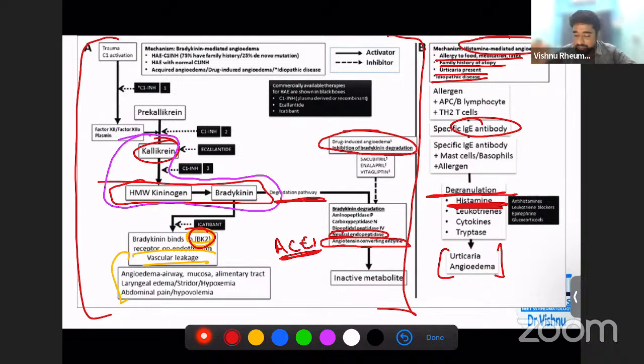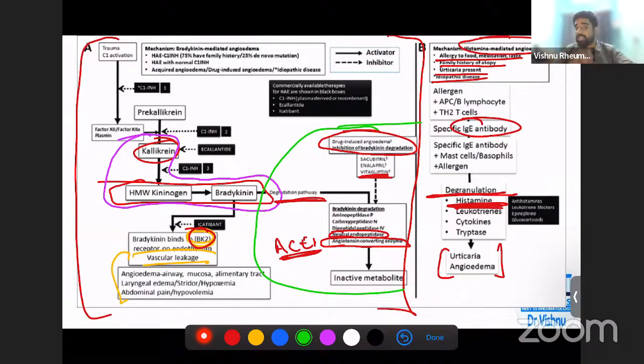It can be due to vildagliptin, sitagliptin also, because DPP4, that is your dipeptidyl peptidase 4, is also something that breaks down bradykinin. So DPP4 inhibitors, sacubitril and enalapril, all of these will increase bradykinin and lead to bradykinin mediated changes. So this is one particular area that you have to know, that your degradation pathway is inhibited by certain drugs and they will cause bradykinin mediated angioedema.